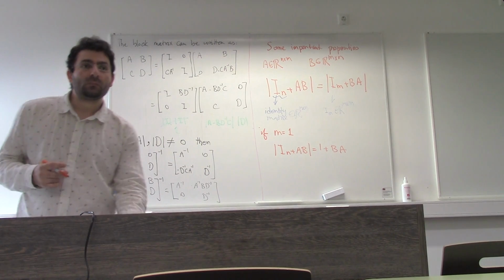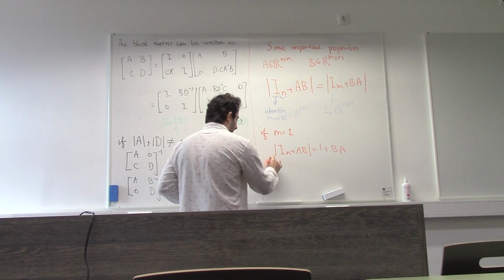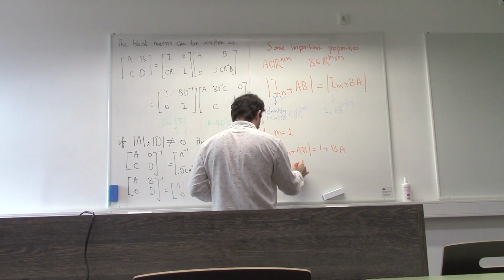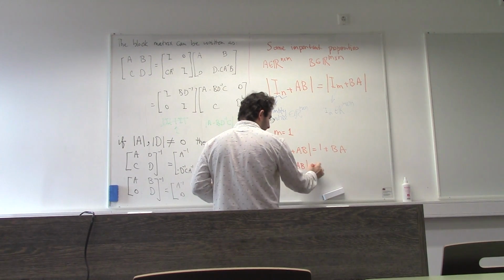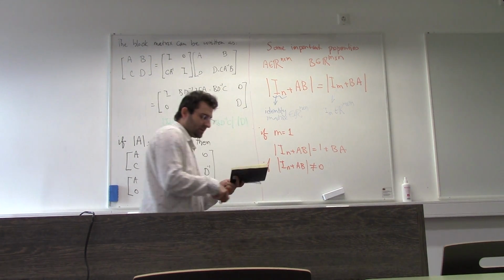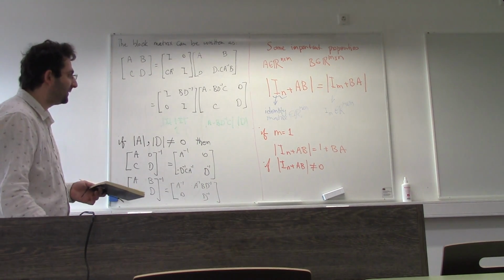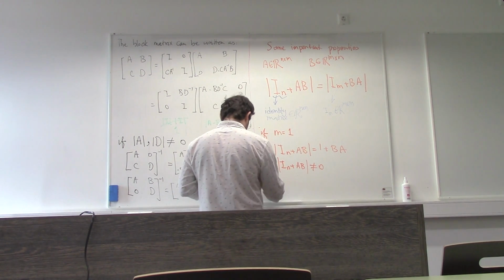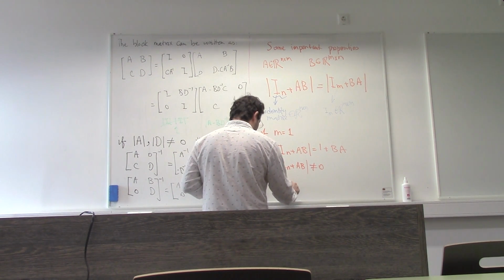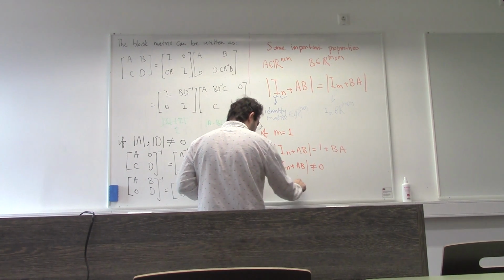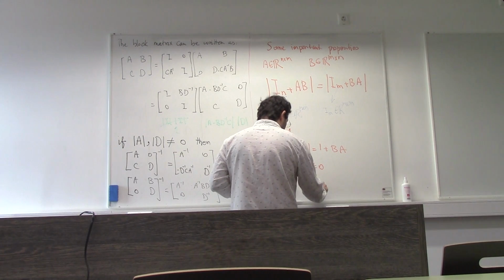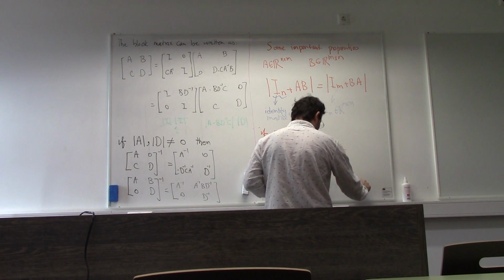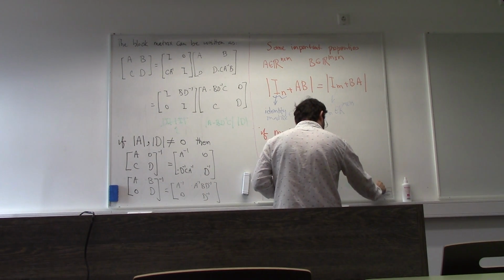And if In plus AB is non-singular, in other words, if this determinant is not 0, we can actually calculate the inverse. And the inverse is this. In plus AB inverse is In minus A multiplied by In plus BA inverse multiplied by B.